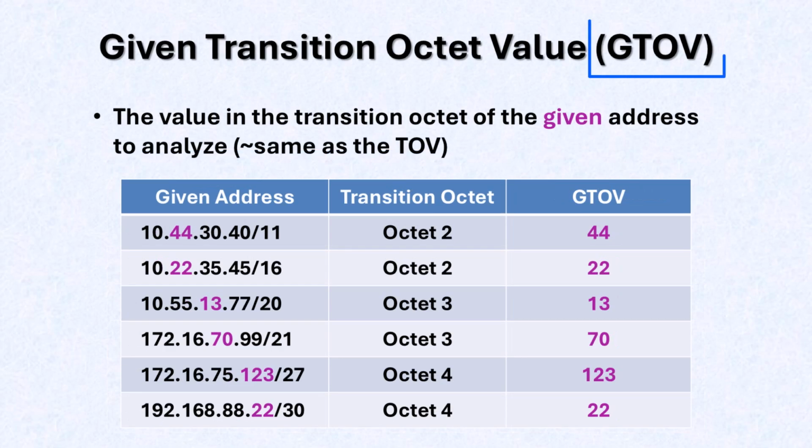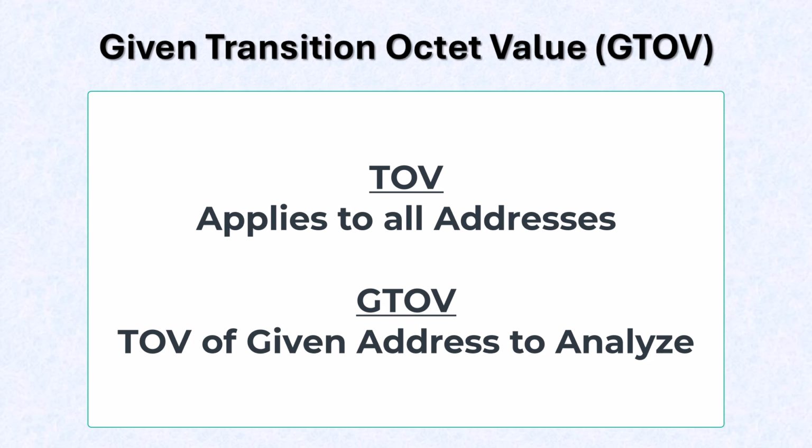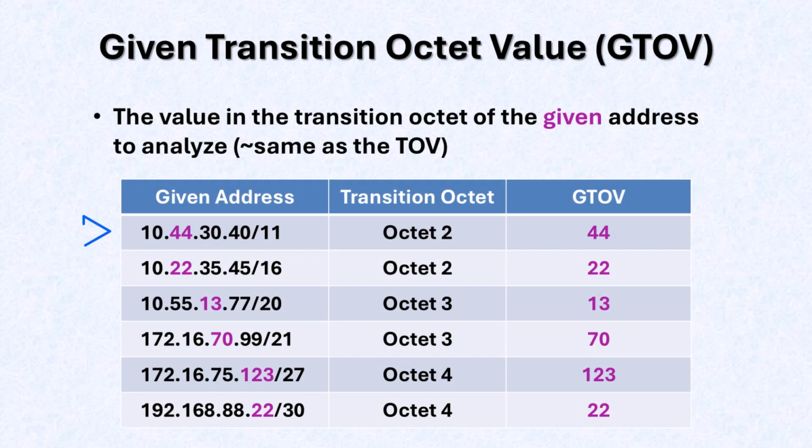The given transition octet value, or GTOV, is the same as the transition octet value. The only difference is that it refers to the given host address to analyze. Whereas the TOV is generic, the GTOV refers to a specific address, the one given. In the first entry, octet 2 is the transition octet of the given host address to analyze. Its value is 44. This is the GTOV. In the third entry, octet 3 is the transition octet of the given host address to analyze. And its value is the GTOV.